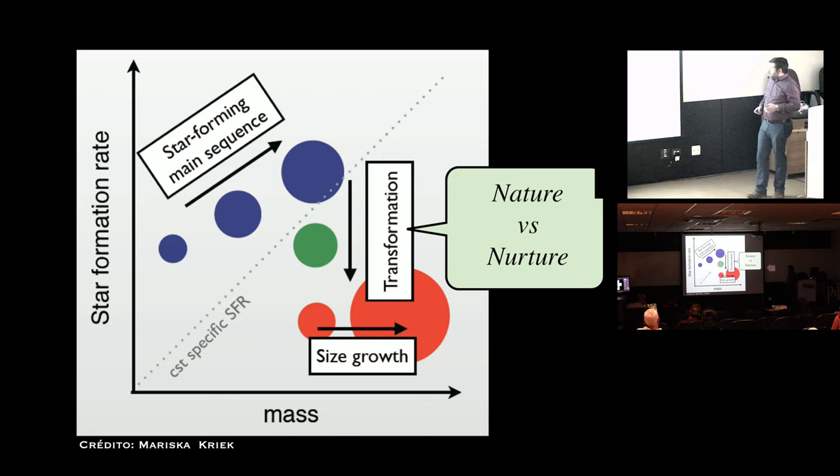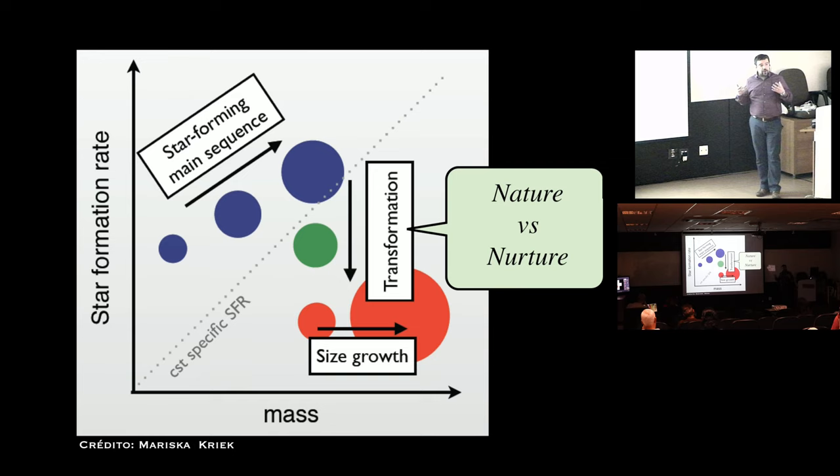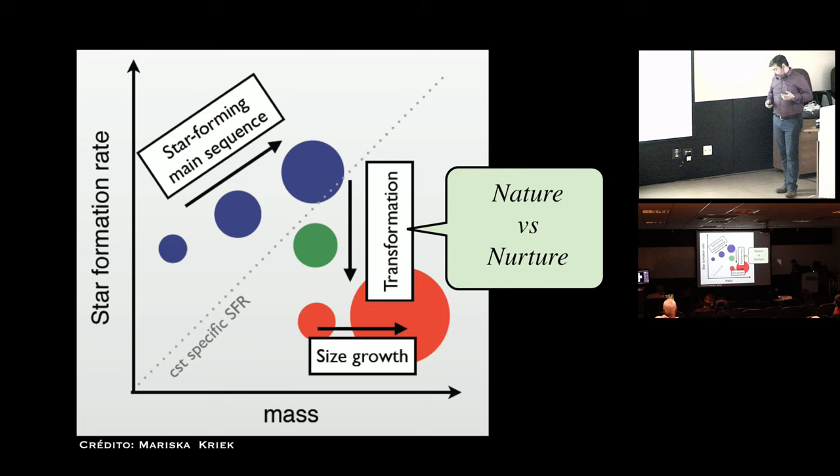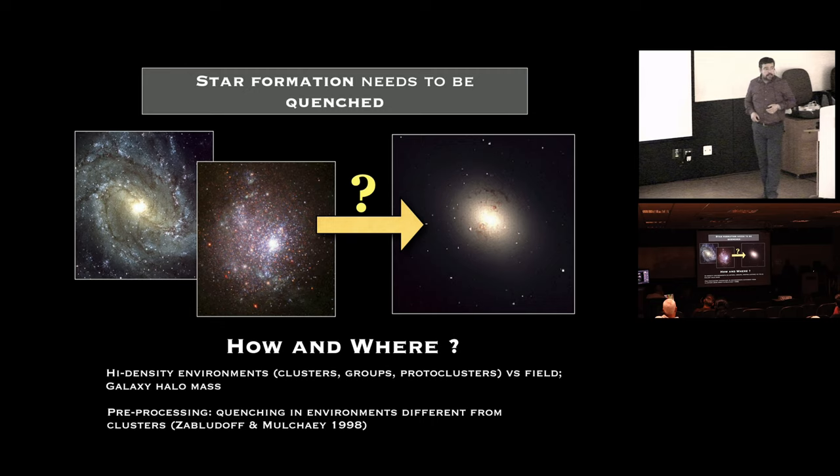And this is what we call the problem of nature versus nurture, right? So we don't know exactly if this transformation is due to the intrinsic properties of the galaxies, due to the initial conditions that formed them, whether they are due to processes that occur inside the galaxies themselves, or whether this transformation is actually triggered and driven by the environment, the place where those galaxies live, right? And that's basically the main question that I've been interested in for the last decade or so, right?